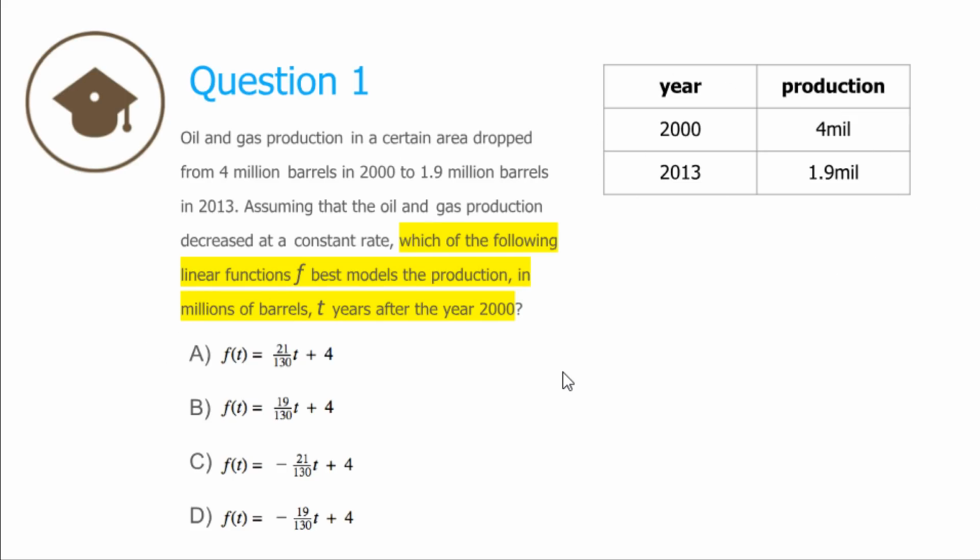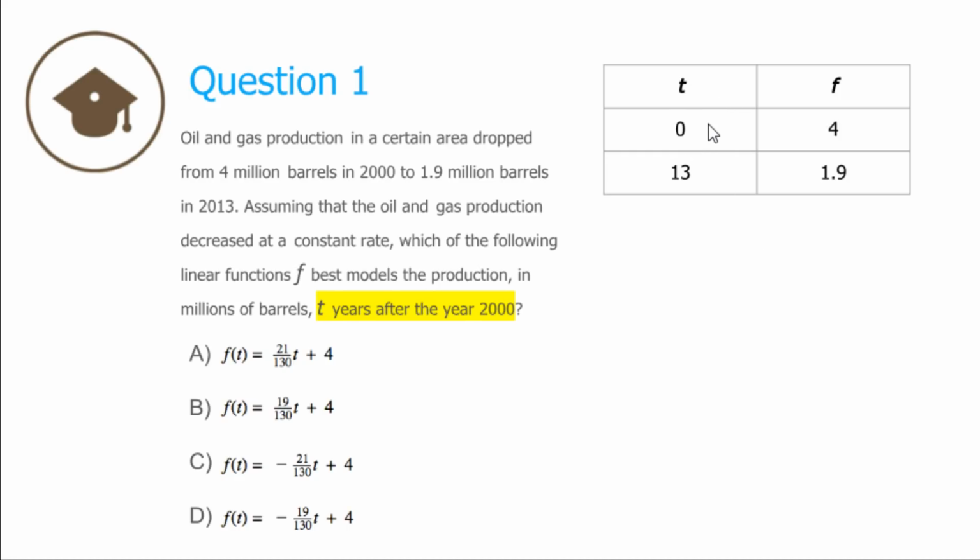So if we look at this a little closer, we see, okay, so the linear function f models the production in millions of barrels. So really this production is f. We can take away our millions because it's in millions. So we have f is 4 and 1.9. Cool. All right. Then we look at our second part, t years after the year 2000. Okay, so we've got the year here, but we want to find the years after 2000. So 2000 is 0 years after 2000, and 2013 is 13 years after the year 2000. So in fact, we can change our table to be t is 0 and 13. Awesome. Okay, now let's go ahead and dig into this.